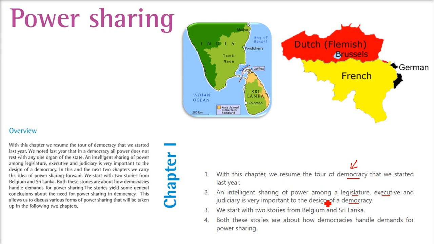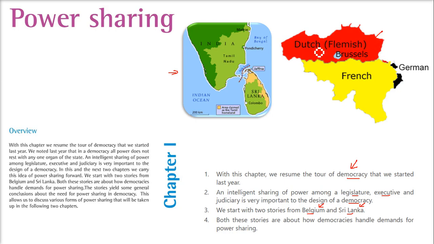To understand this, we will take the example of two different countries. One is our Asian country, the other is a European country. Now, how these two countries, the story of these democracies, how they handled the power sharing. One did something good, one did something not so good. We will be talking about Sri Lanka. Sri Lanka is our neighbor, near Tamil Nadu. And then we will talk about the other European country, which is called Belgium.